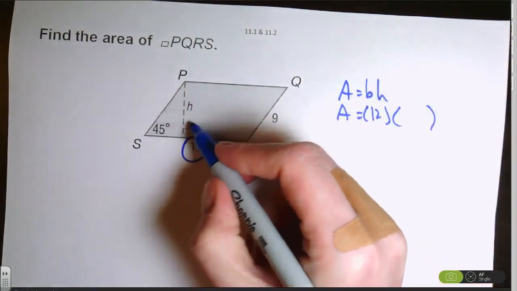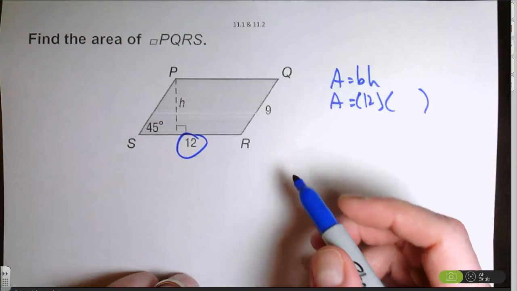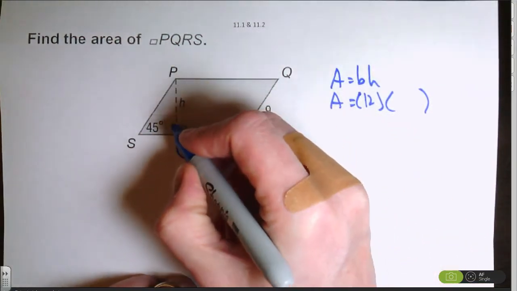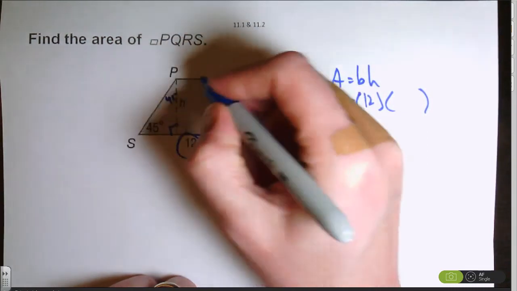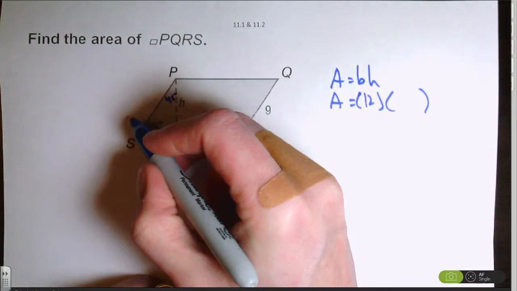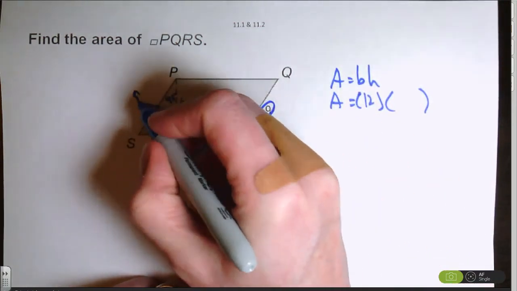The trouble is the height. And you might say to yourself, well, how in the world am I going to find that? Well, it's actually quite easy to find because this is 45 degrees. Here's a right angle, meaning this also has to be 45, meaning this is a 45, 45, 90. Now, if you're wondering how I know what the 90 is, it's over here because the opposite sides are congruent.